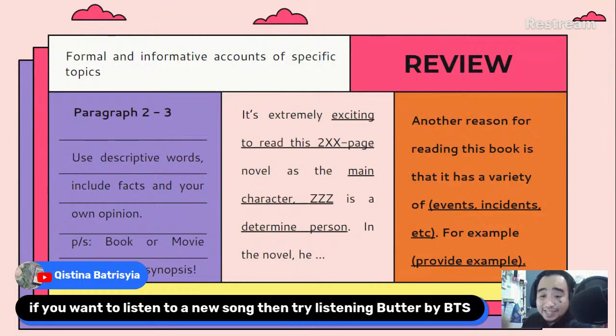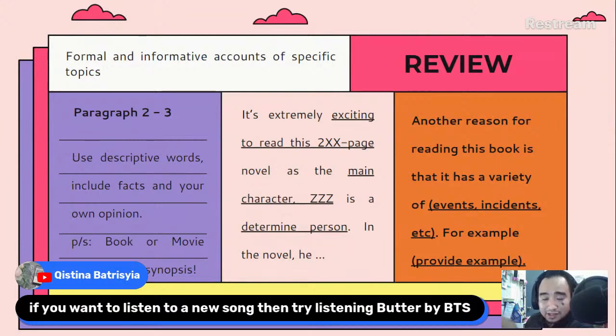So we describe the lyric. So it's not only you listen to the song, you have to describe. You have to tell what the song is about. Okay. Another reason for listening to this song is it has a variety of messages. Kita nak cerita bahawa this song is good to be listened because it has a lot of messages. For example, the song talks about yada yada yada. Okay, and you can put another reason.